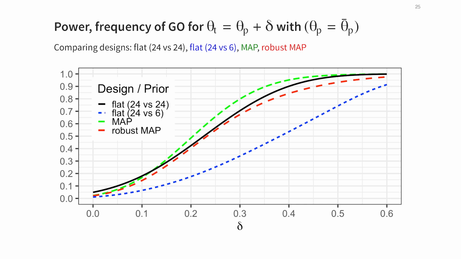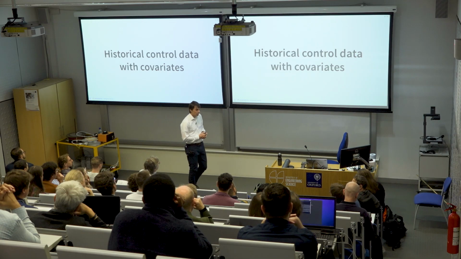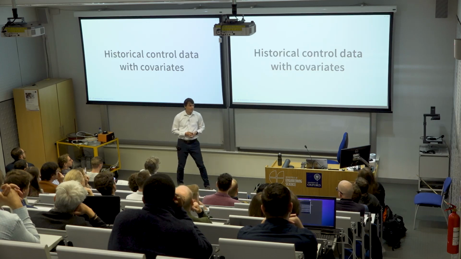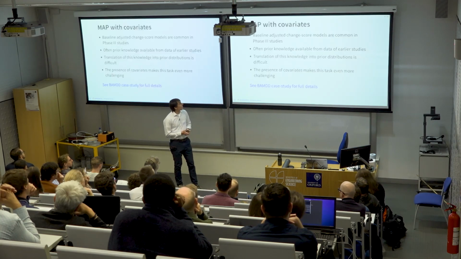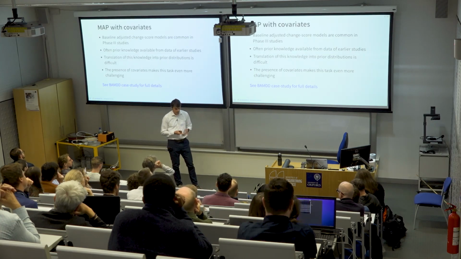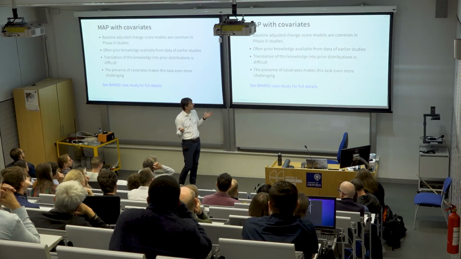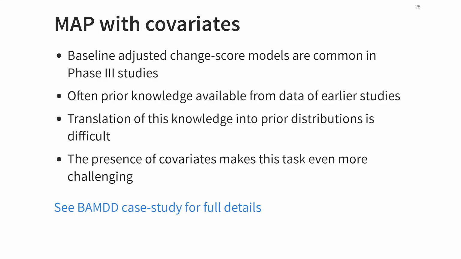Okay, but we can make it more fun. We can actually throw in covariates. So MAP with covariates. Very often we would have baseline adjusted, for example, change score models. These are very common in phase 3. And very often we would have prior knowledge from earlier studies. So yeah, covariates make your life more complicated in this case setting.